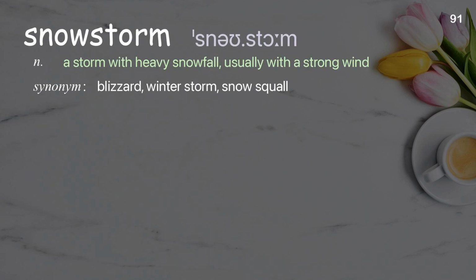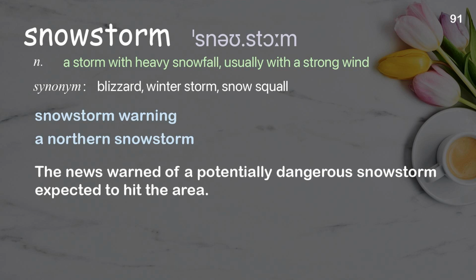Snowstorm. A storm with heavy snowfall, usually with a strong wind. Examples: Snowstorm warning. A northern snowstorm. The news warned of a potentially dangerous snowstorm expected to hit the area.